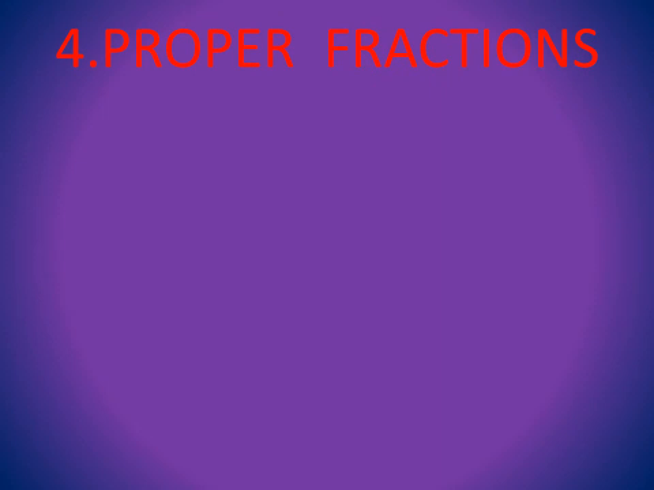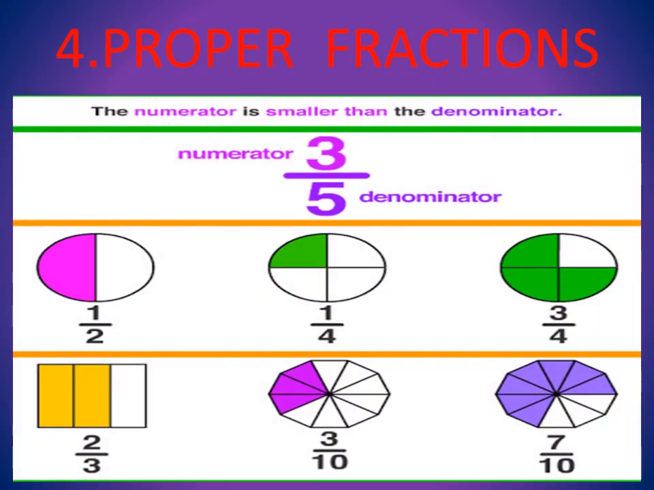Fourth, proper fractions. Now proper fractions means the numerator is smaller than the denominator. Here the example is given, 3 upon 5. Now the numerator is 3 and the denominator is 5. So 3 is the smaller number and the denominator 5 is bigger. So whenever the numerator is the smaller number and the denominator is the bigger number, then it is known as a proper fraction. Now all the examples of proper fractions are given, like 1 upon 2, 1 upon 4, 3 upon 4, 2 upon 3, 3 upon 10, 7 upon 10. So these all are examples of proper fractions.